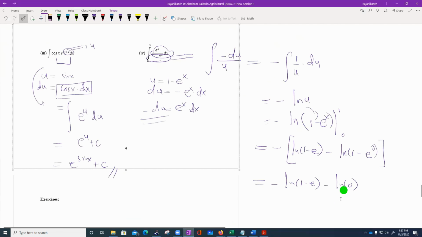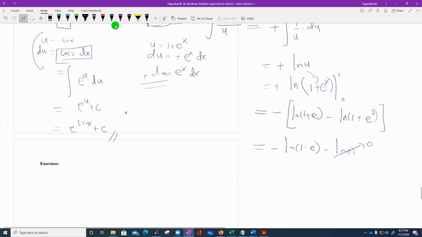So that's why I'm not finding an answer here, because ln 0 is unbounded. Okay, so switch the problem to a plus sign. Now there is not ln 0, that is ln 1. ln 1 is 0, right? So the answer is ln 1 plus e.